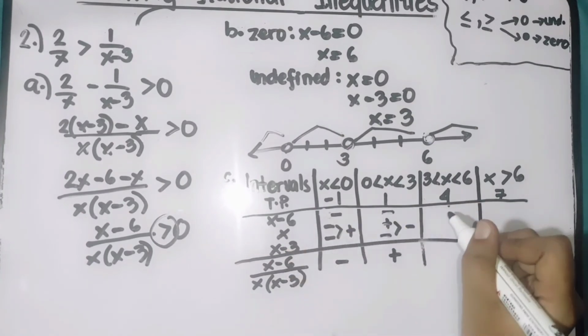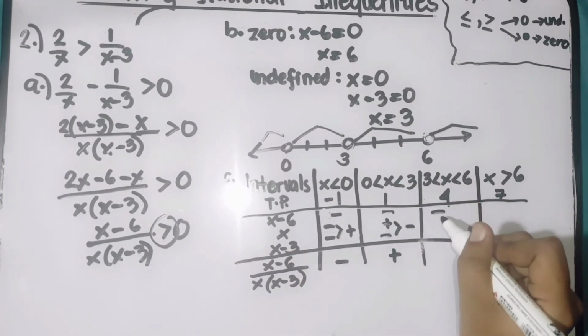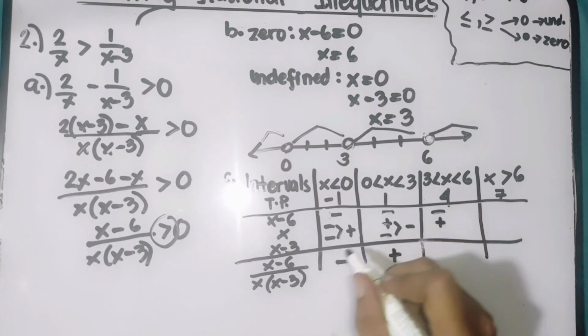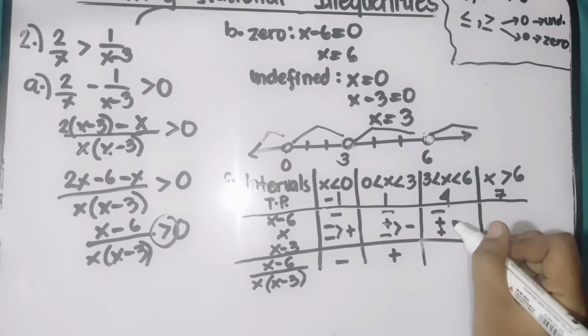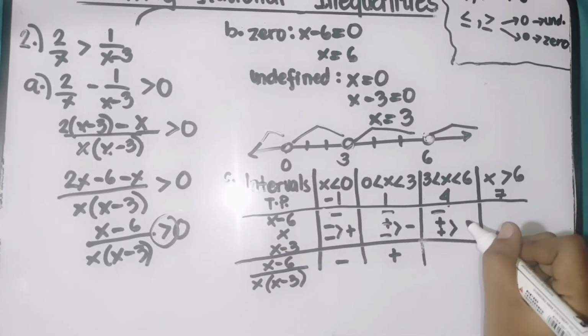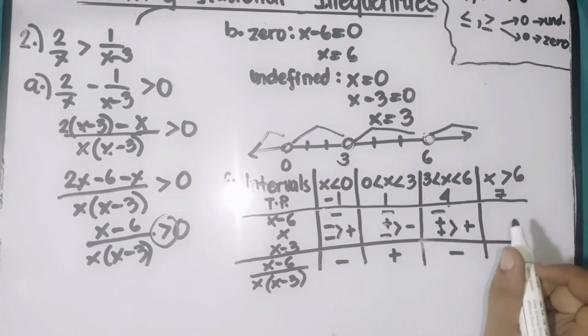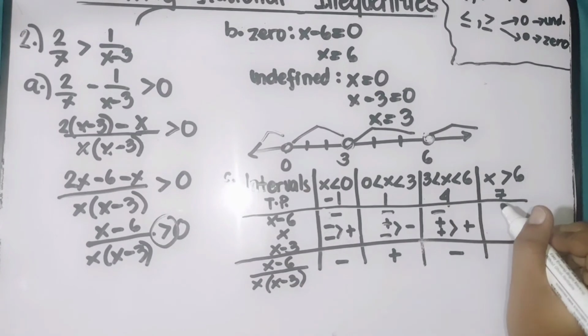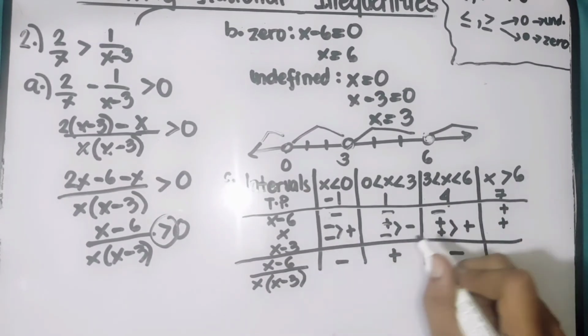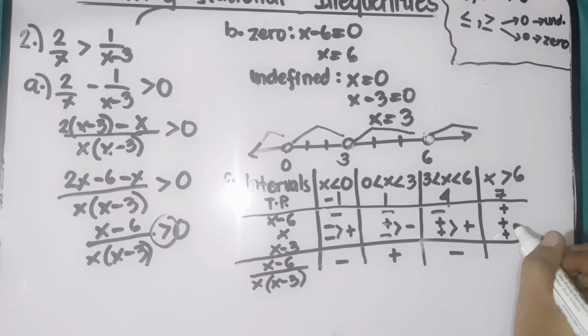4 minus 6 is -2. 4 is positive. 4 minus 3 is positive. Positive times positive is positive. Negative divided by positive is negative. 7 minus 6 is +1. 7 is positive. 7 minus 3 is +4. Positive times positive is positive. Positive divided by positive is also positive.